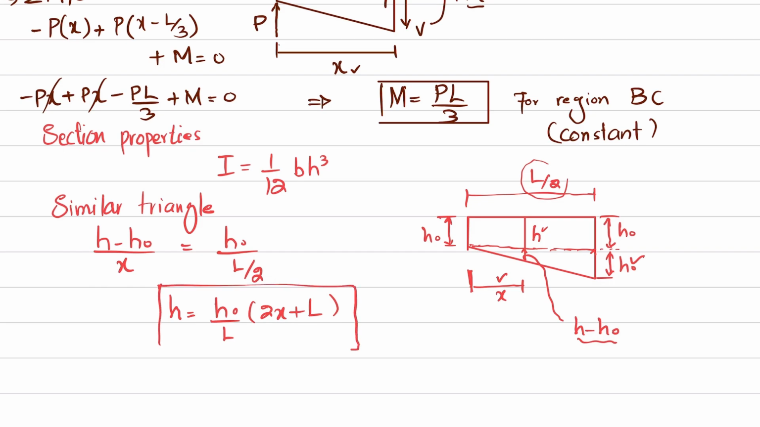Now you can find the height of the beam at any distance. You can just put the value of x, and you will get the height h at that instant.